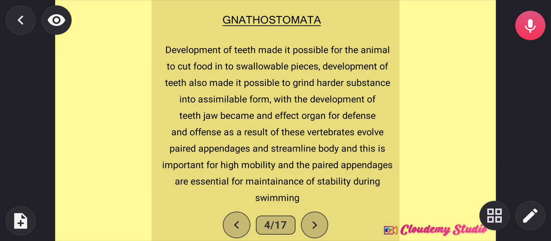Because of the development of mode of feeding, there is need for faster locomotion to pursue their prey and faster locomotion to run away from their predator. You understand? So high mobility is needed when it comes to the gnathostomes.